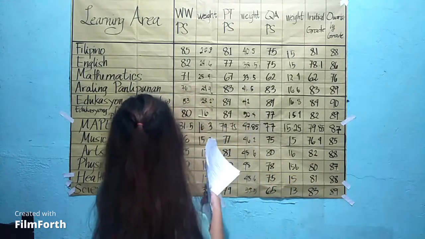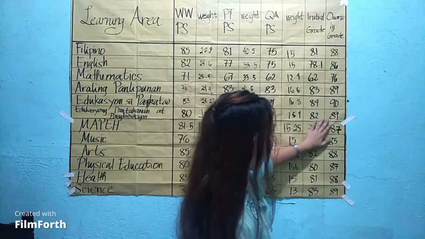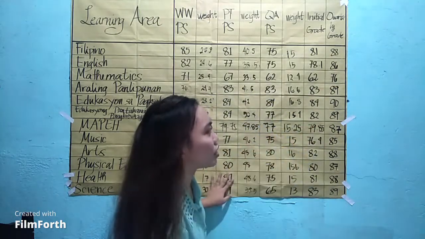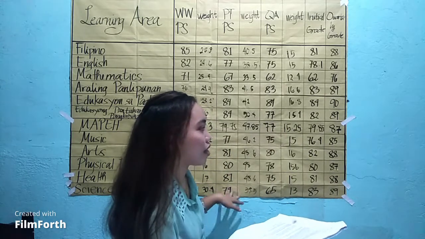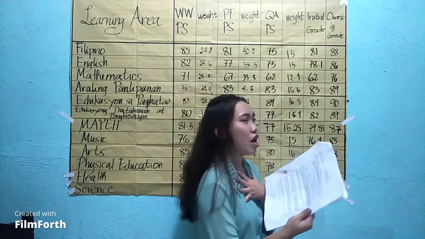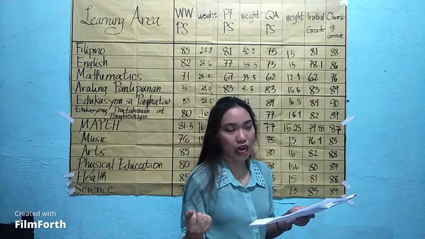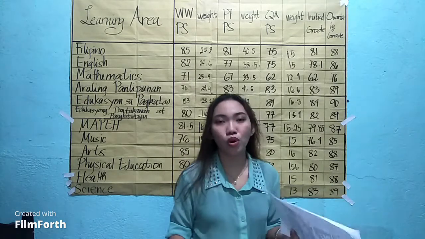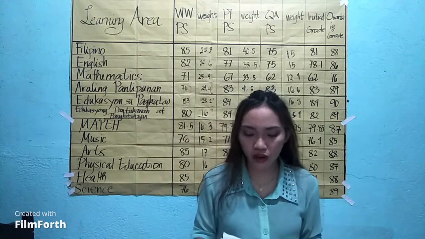So question number 4, what does his level of proficiency in Araling Panlipunan signify? So, Araling Panlipunan, 89. So, in Araling Panlipunan, it is not the highest grade, and it is also not the lowest grade. So, it's just neutral to this subject. So he may be not super good and not also bad at this, but just in the middle, which is okay.